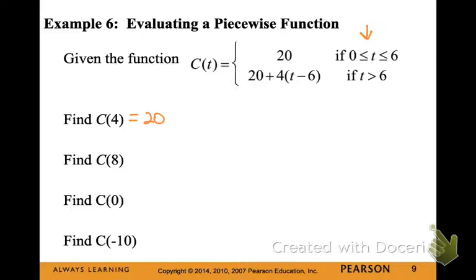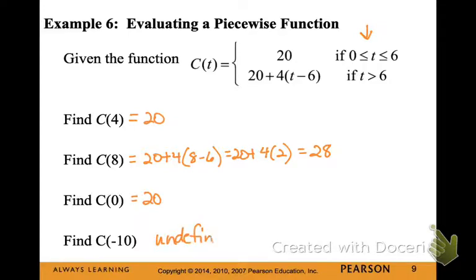Now c of 8 is contained in the interval t is greater than 6, so I use the second piece to evaluate this. I'm going to plug in 8 for t. So 20 plus 4 times 2 will be 28. Now c of 0. 0 falls in the first inequality, so we use the first piece of the function, and it just equals 20. So c of 0 will equal 20. c of negative 10 is not a part of either of those inequalities, and so that means this function is undefined when t equals negative 10.